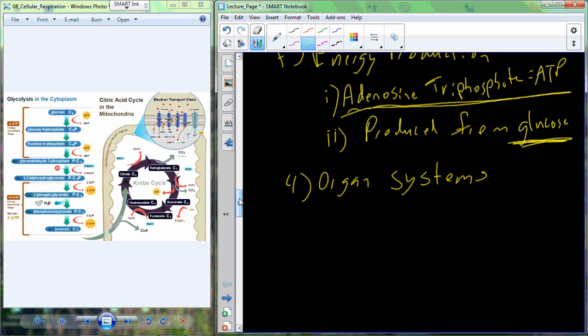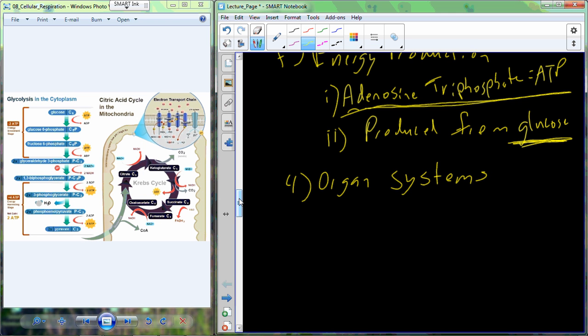So we've talked a little bit about cells. We've seen some of the anatomy of cells. We've discussed some of the cellular processes. What happens when I start to take individual cells and put them together? I begin to build this thing called a tissue. And if I take different types of tissue and put them with other types of tissue, then I begin to produce this thing called an organ.